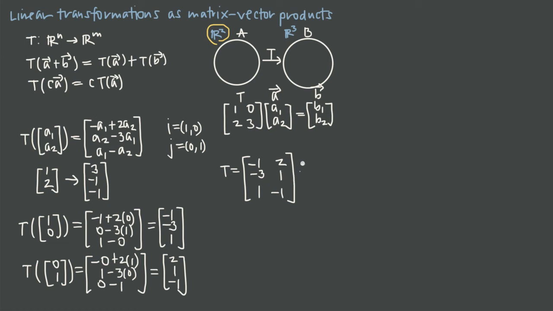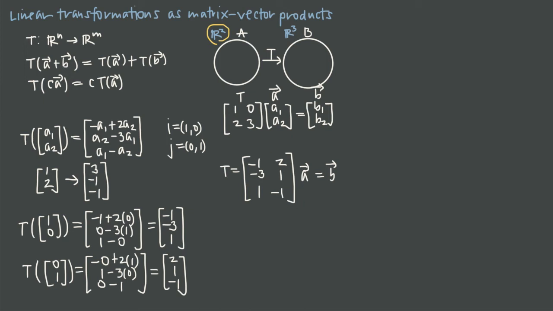And now to transform any vector that we want to in A, we just take this matrix, and we multiply it by the vector A that we want to transform, and that matrix multiplication problem will give us the vector B that we're transforming to. And so really, the transformation problem just turns into a matrix multiplication problem.